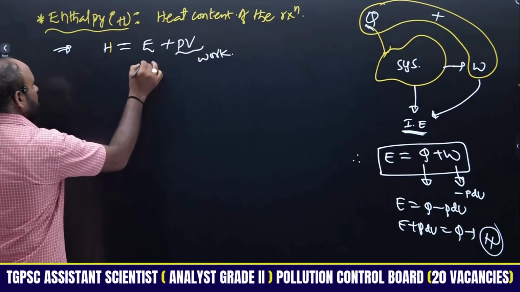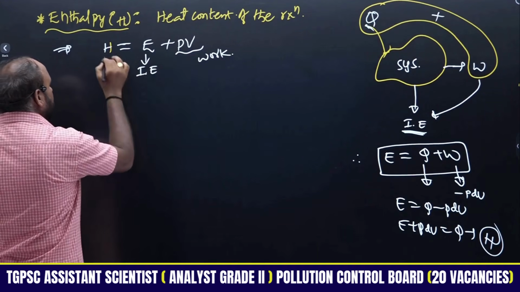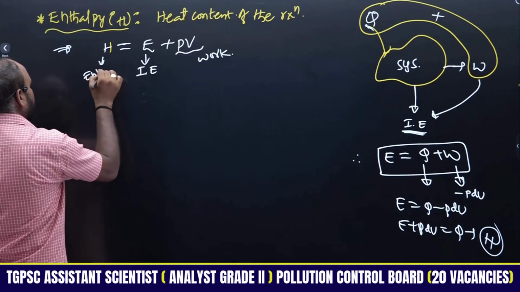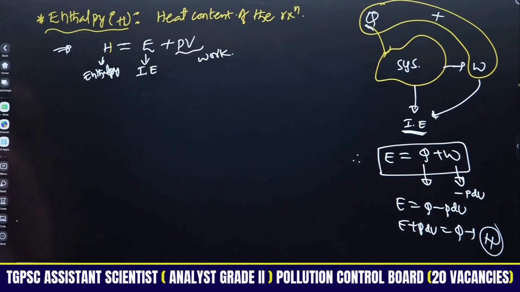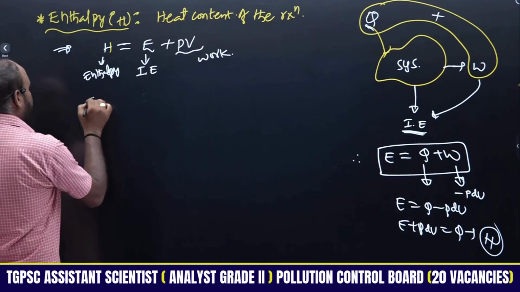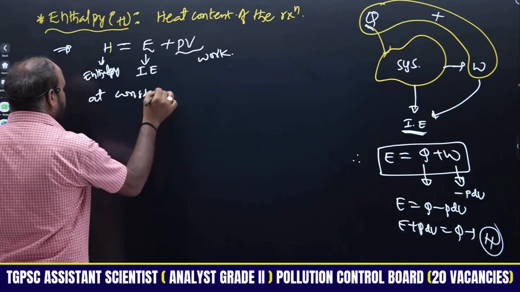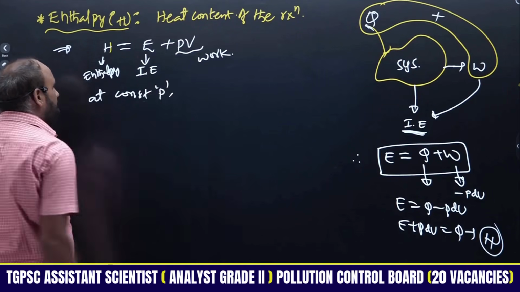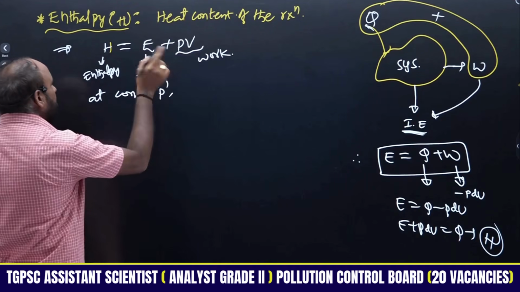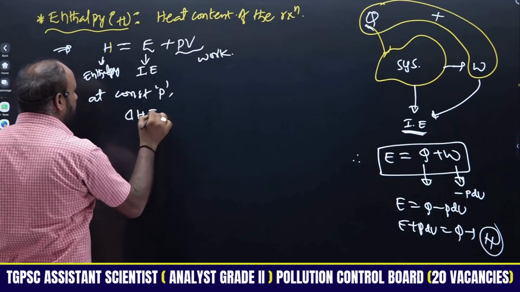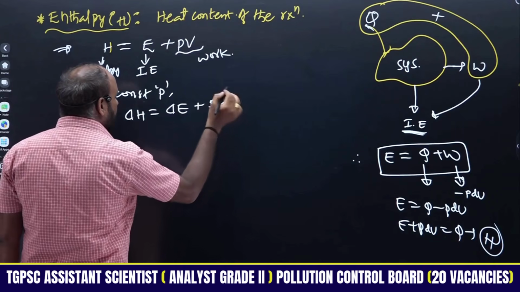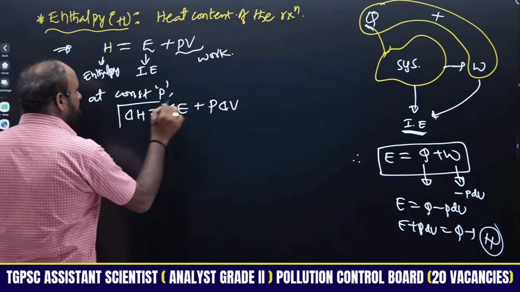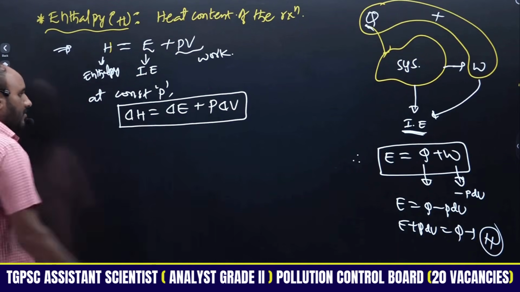E is the internal energy. H is the enthalpy. H is equal to E plus PV, right? If you consider constant pressure, what is meant by that? Delta H is equal to delta E plus P delta V, right?